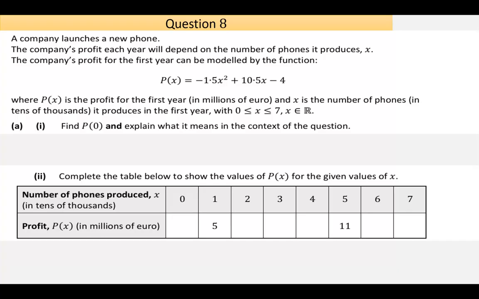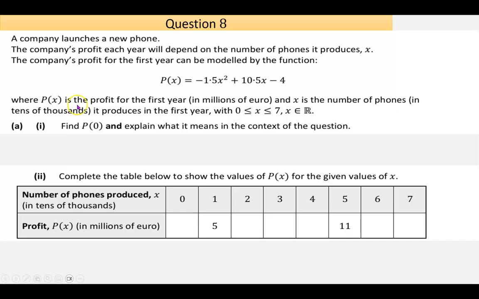A company launches a new phone. The company's profit each year will depend on the number of phones it produces, and they're calling that x, the number of phones it produces. The company's profit for the first year can be modeled by the function P of x is equal to negative 1.5 times x squared plus 10.5 times x, take away 4. Now, if you see this, this is actually a quadratic function. I know that because the largest power is a 2, so it should follow a quadratic pattern.